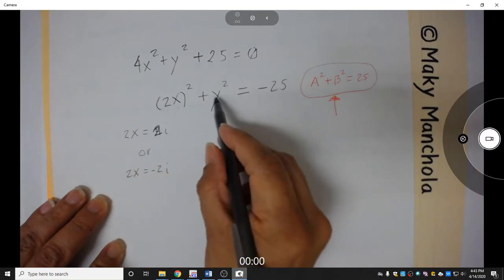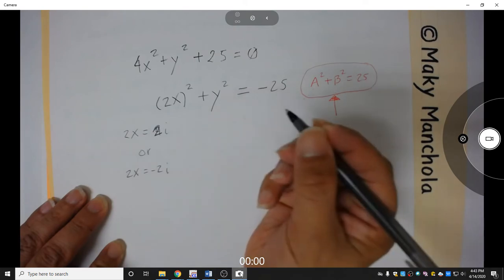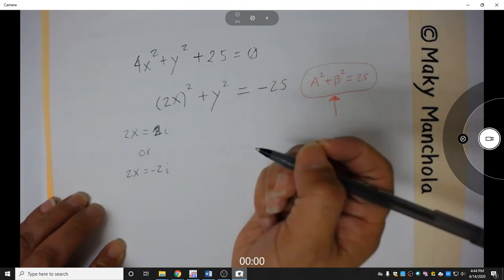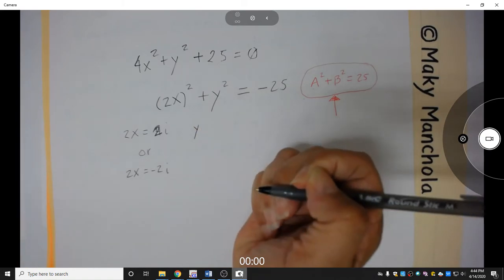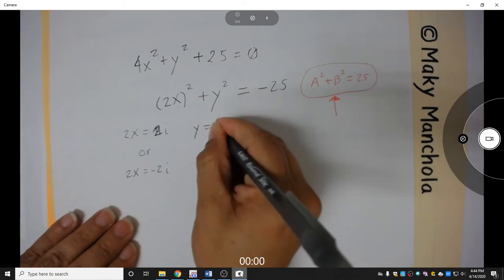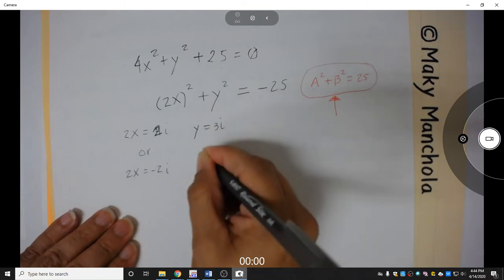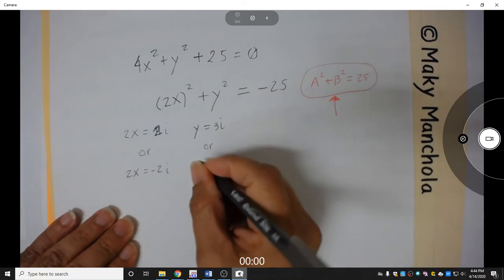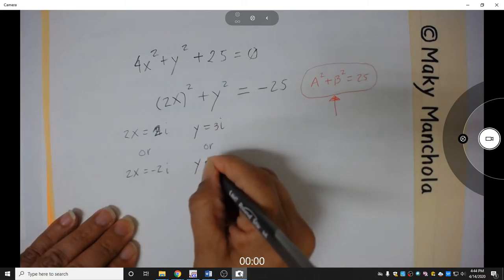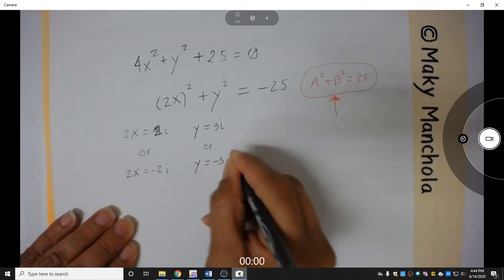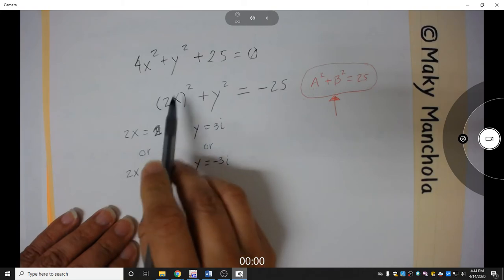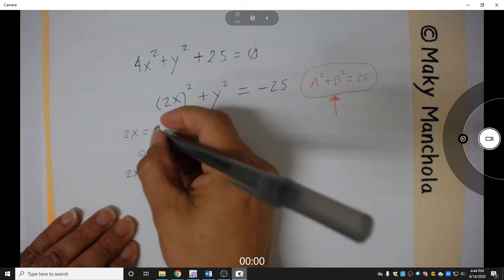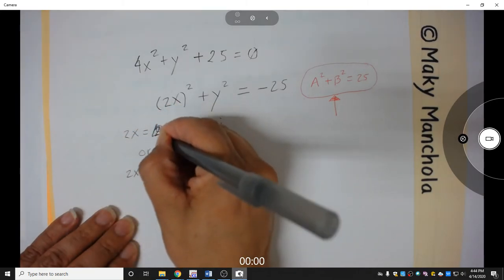At the same time, y would have to be... let me revisit this one, excuse me. So you have 4 squared, sorry. This will have to be 4i. I take it back.